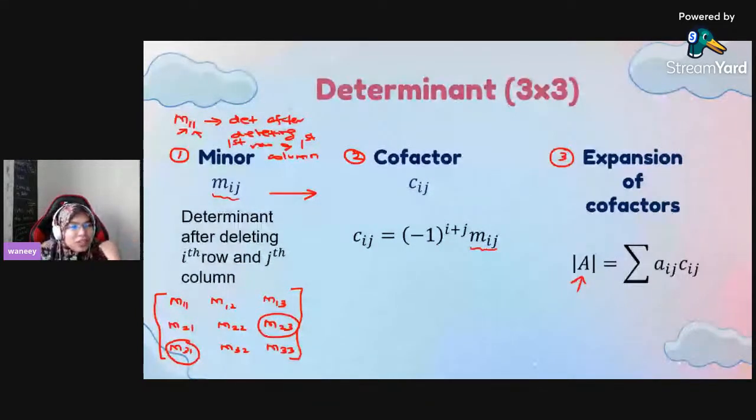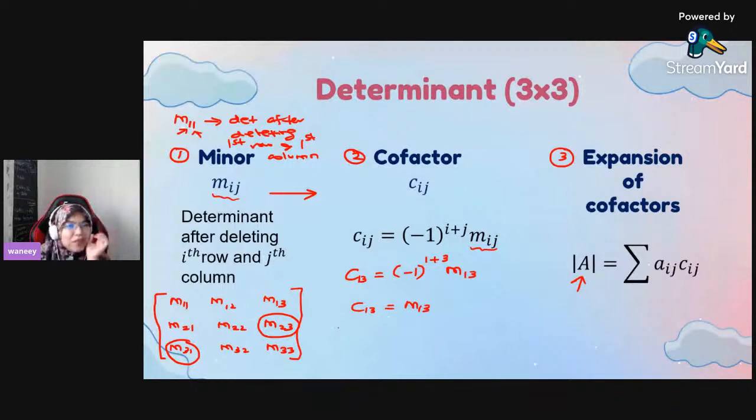Okay, so just in case you couldn't see how to use the formula, let me choose one. If let's say I have C13, so C13 is -1 to the power of 1 plus 3 M13. So -1 to the power of 1 plus 3, this is 4. -1 to the power of 4 will give you a positive 1. So that means C13 is actually equal to M13.